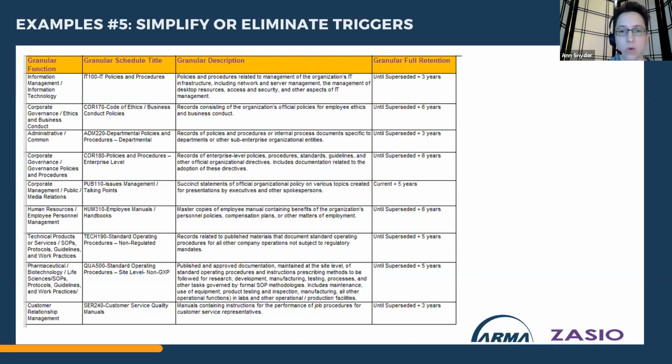Which one of you wants to walk us through this one? And so we're back to our policies, procedures, guidelines series for this example.